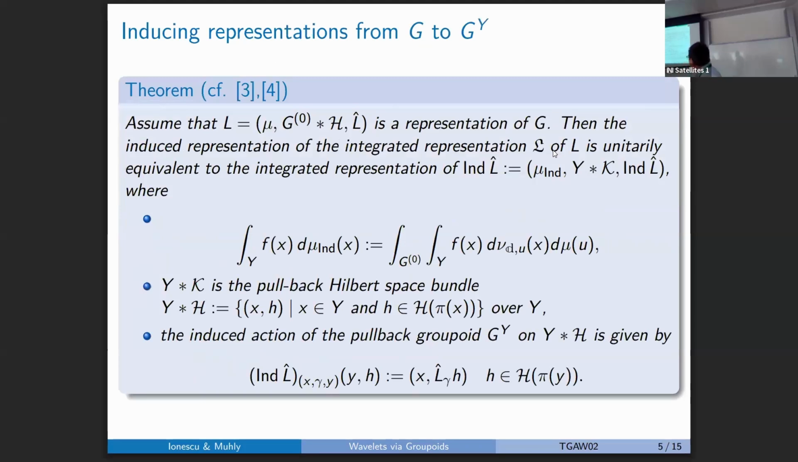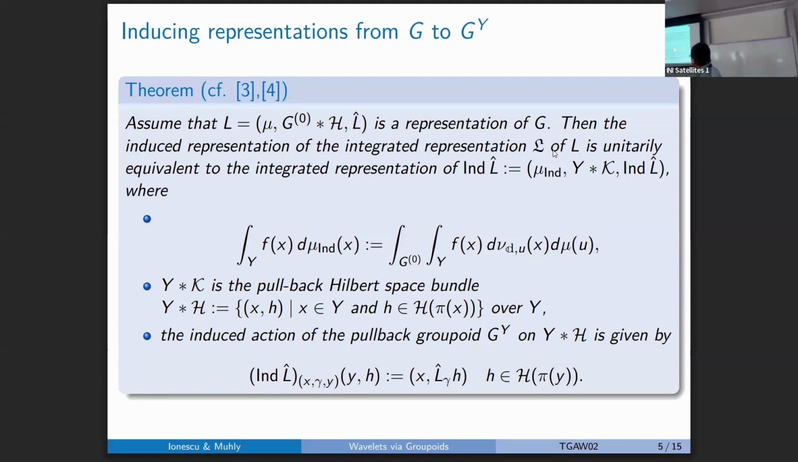By using work by Renault, a representation of a groupoid consists of a quasi-invariant measure on the unit space, a Hilbert bundle over the unit space, and a homomorphism of G into the corresponding groupoid given by the Hilbert bundle that respects the laws of G. Once you have such an object, you can integrate to obtain a representation of C*(G), then induce it via the equivalence to C*(G_Y). But then by the Renault theorem, you disintegrate it and obtain a representation of the groupoid G_Y.